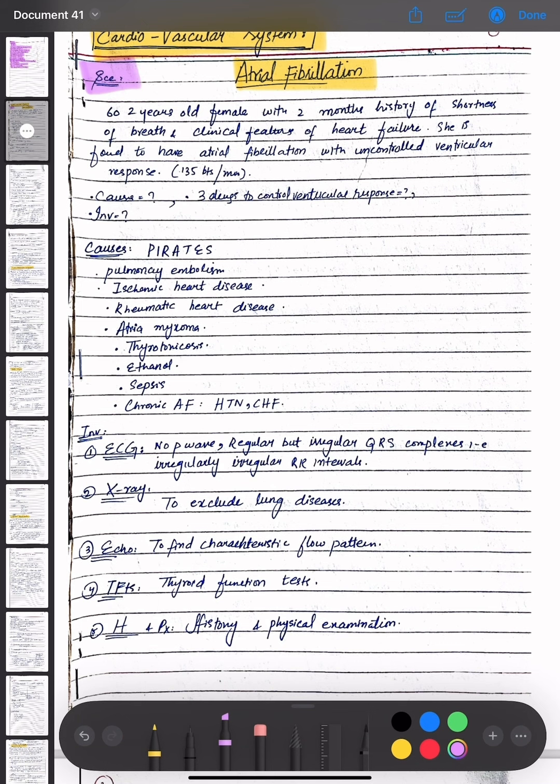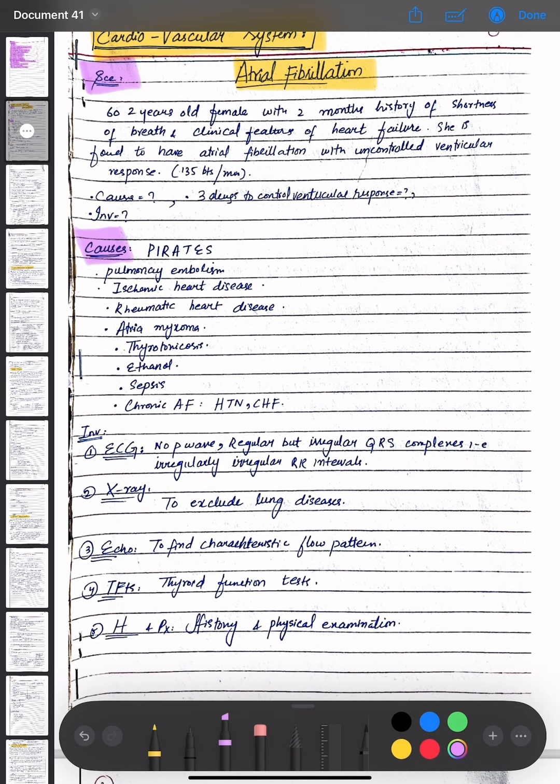So the causes of atrial fibrillation can be remembered from PIRATES, that is P is pulmonary embolism, I ischemic heart disease, R rheumatic fever, A atrial myxoma, T thyrotoxicosis, E ethanol, S sepsis, and chronic atrial fibrillation is due to hypertension and congestive heart failure.